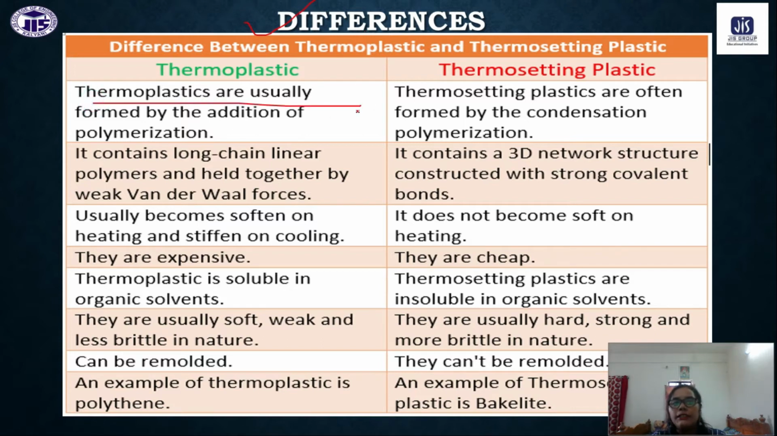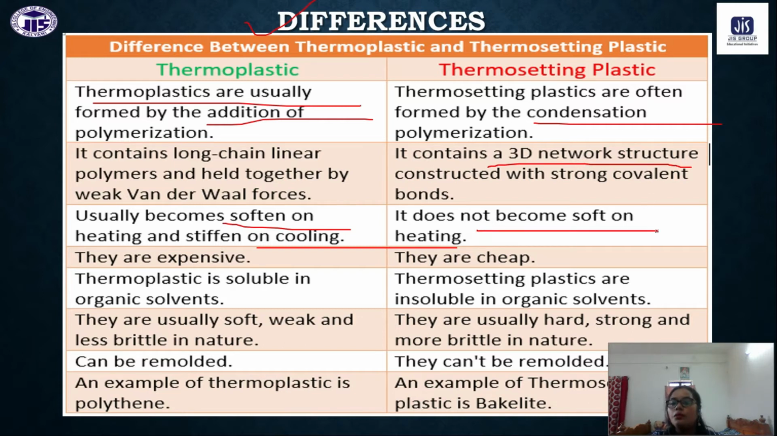Thermoplastic polymers are generally addition polymers. After heating they will soften, and on cooling they will become hard. For the thermosetting polymer, they form by condensation polymerization. They have a 3D network structure, which is very strong, and thus they don't become soft on heating. These are some of the differences between thermoplastic and thermosetting polymer.